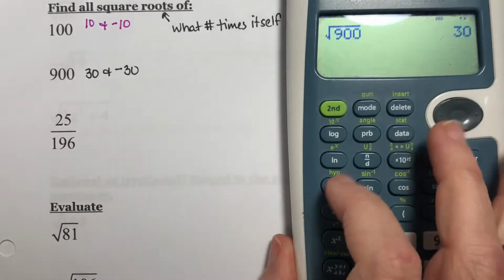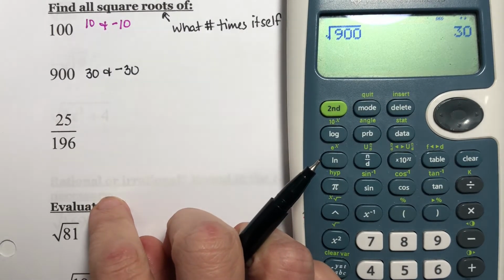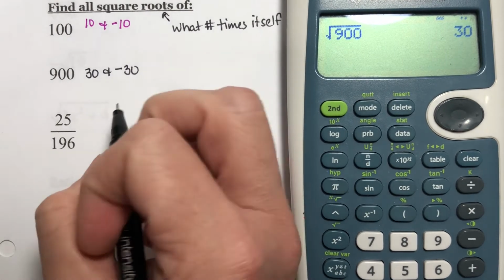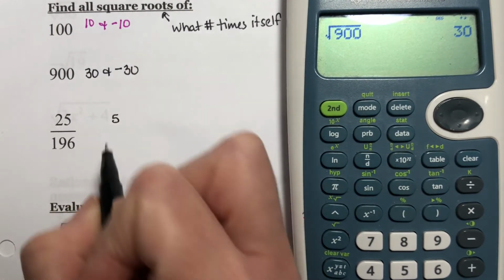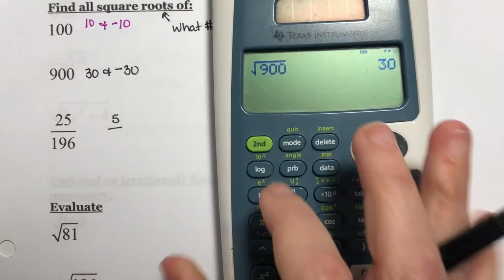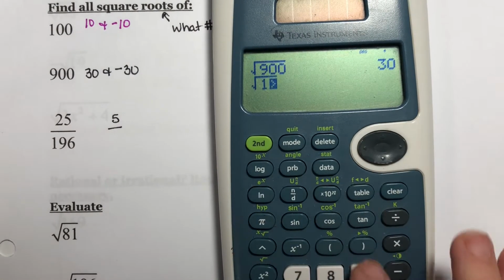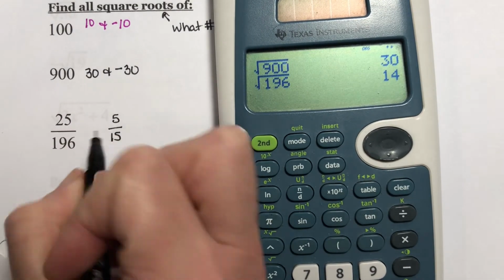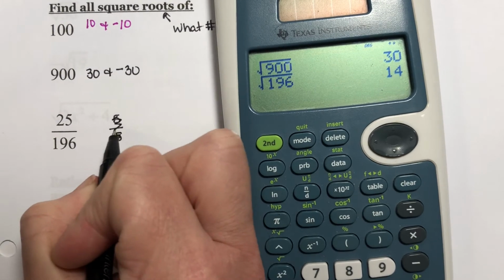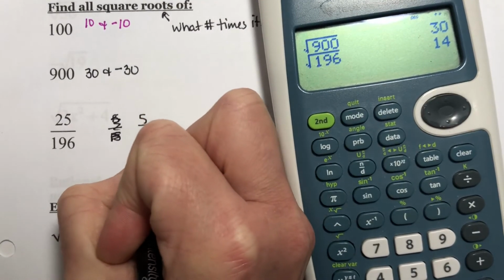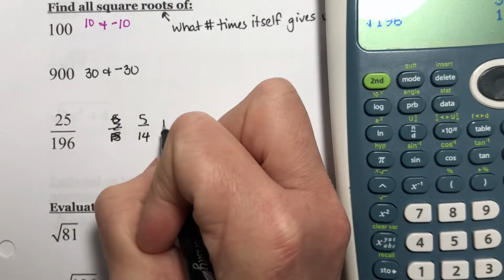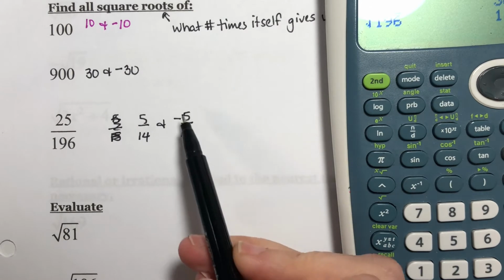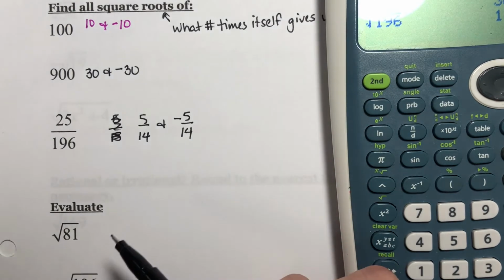Okay, now dealing with square root of a fraction, this is a whole lot easier than you think it would be. You take the square root of the top and then you take the square root of the bottom. The square root of 25, well, that's 5 times 5. Okay, the square root of 196. Square root 196 is 14. So this is 5 over 14. And then the other one would be negative 5 over 14. Remember, with a fraction, it doesn't matter whether the negative's in the top, off to the side, or down the bottom. It's all the same.